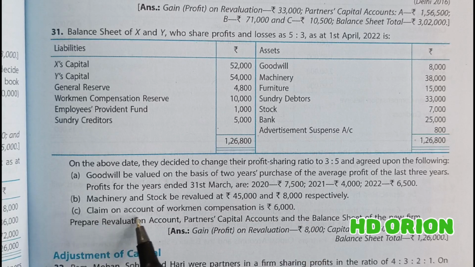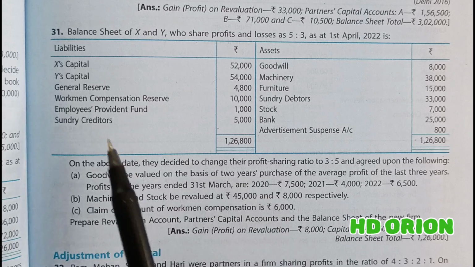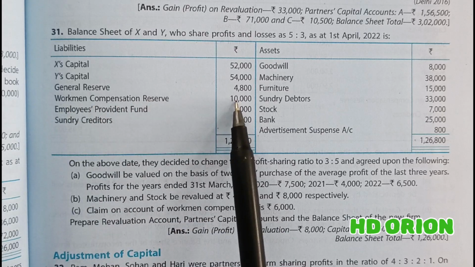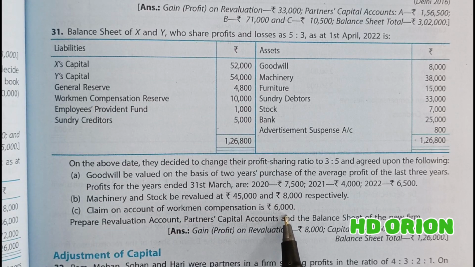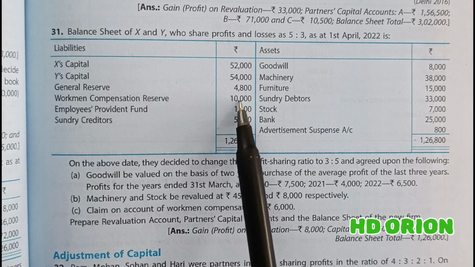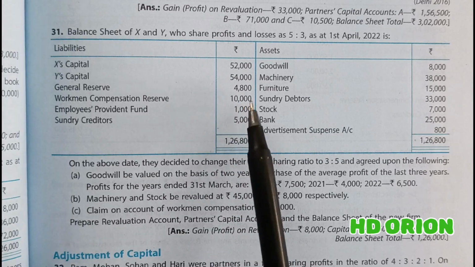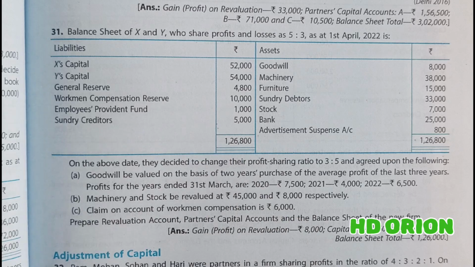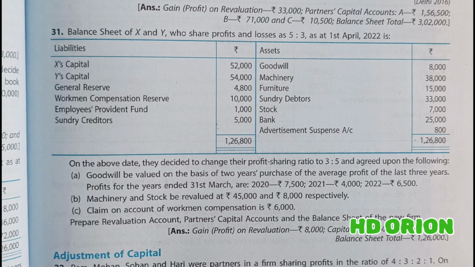Fine. Claim on account of workmen compensation is rupees 6,000. We have got workmen compensation reserve rupees 10,000 and the claim is lesser than that, so it can be adjusted against the reserve, and the remaining amount we will give to partners in their old profit sharing ratio. Prepare revaluation account, partners capital account and the balance sheet of the new firm. So let us see the solution.